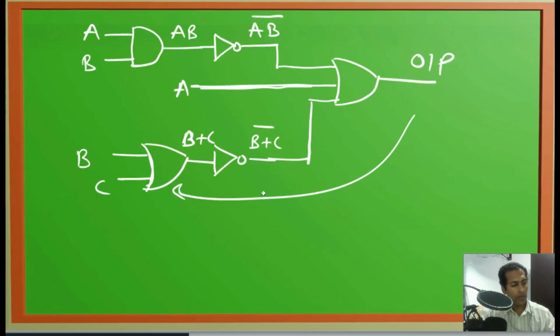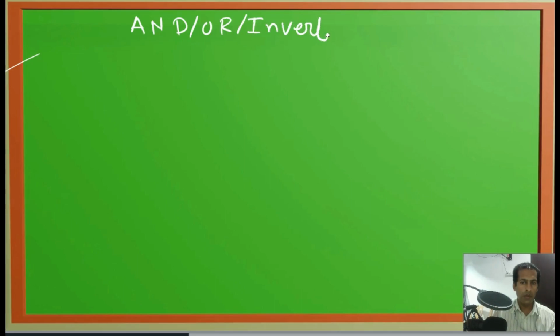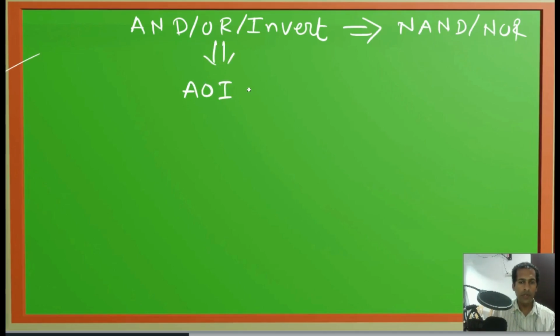Now one more thing we have to discuss is that we can convert AND, OR, invert logic to NAND, NOR logic. Let us see this one more conversion, from AND, OR, invert to NAND, NOR logic. This is also called AOI logic to NAND or NOR logic.